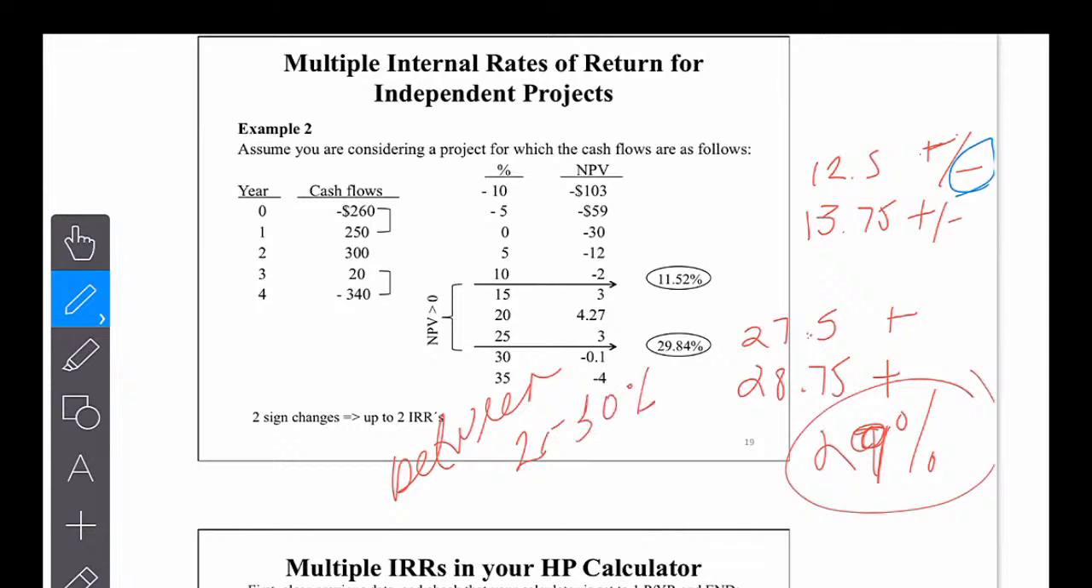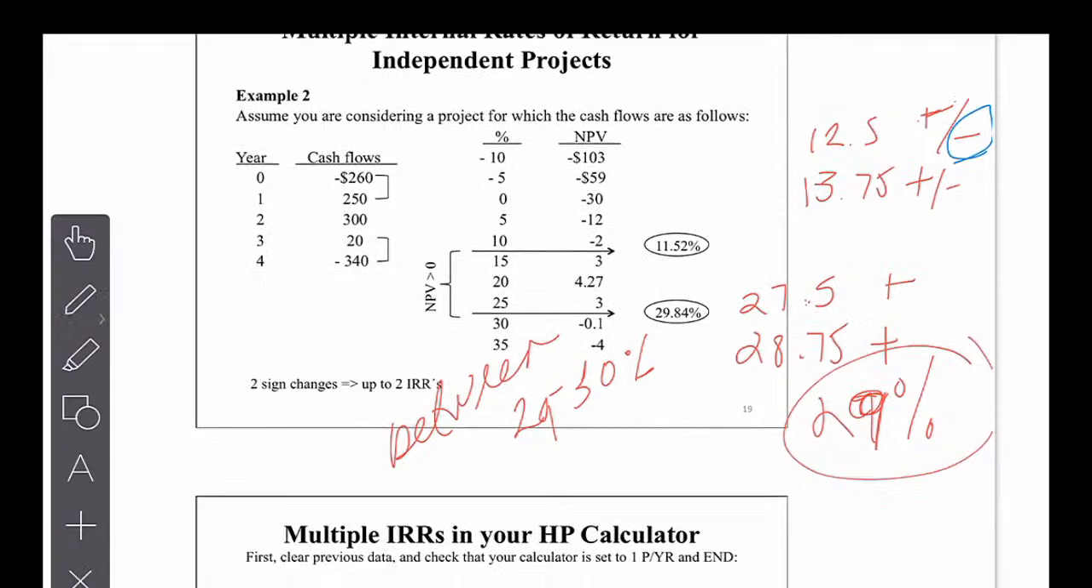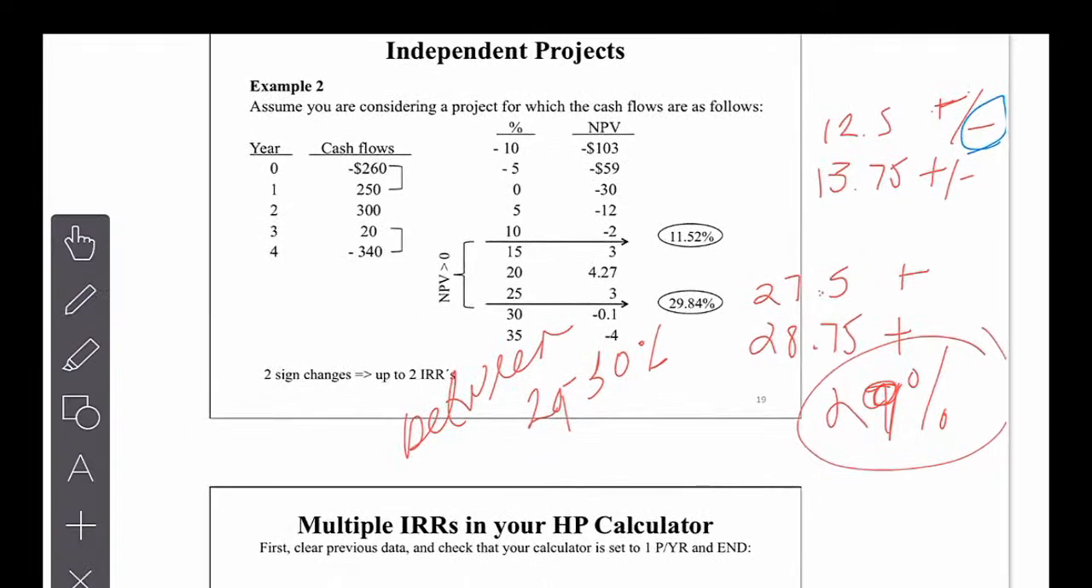Are you understanding that? How do you do this if the calculator can't do it for you? Well, you need to know what the calculator is doing, and you need to replicate this portion that doesn't come on your calculator. And why would you know to do this? How do you know there's going to be 2? Because there's 2 sign changes. You have to look for the 2. Now, why do I need to look for the 2?